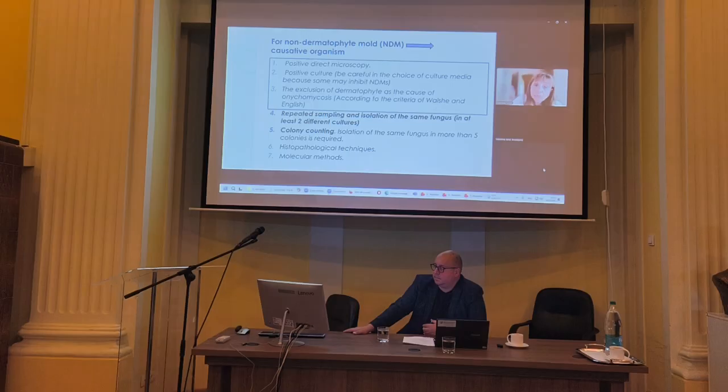Colony must be counted. Isolation of the same fungus in more than 5 colonies is required. And also, much helpful are histopathological techniques and molecular methods. What about the criteria of Walsh and English?